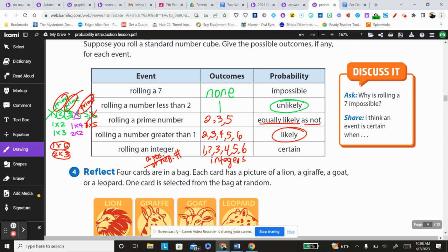So how likely is it to roll an integer? It's certain, because every number on there is an integer. It's just a regular number, but it could be positive or negative. Because all of them are positive, it works. They're still integers. 1's an integer, 2's an integer, 3's an integer, 4, 5, and 6 are integers. So it's certain you're going to roll an integer, guys.